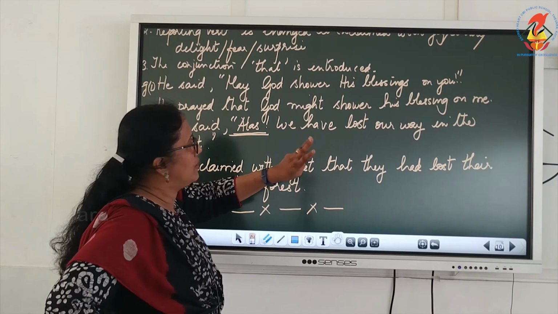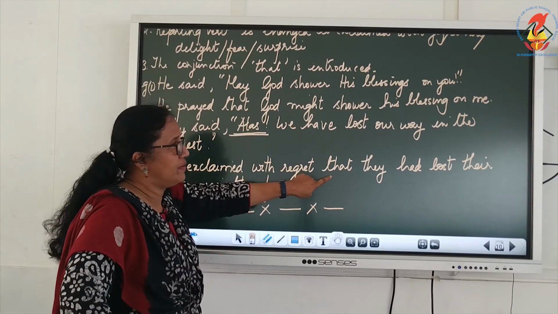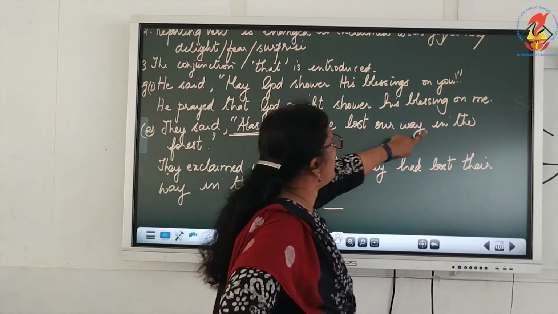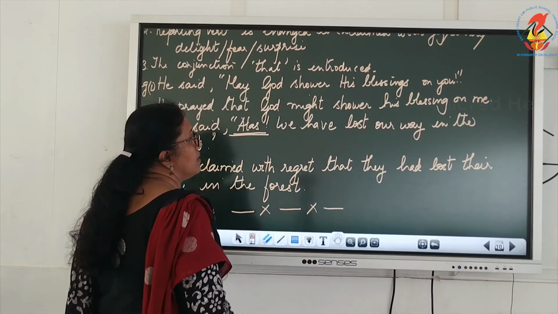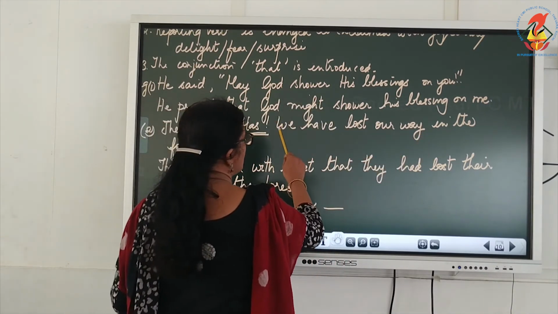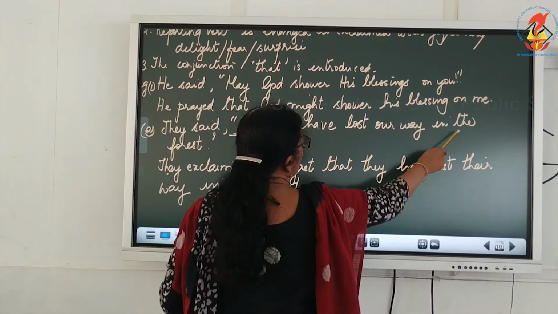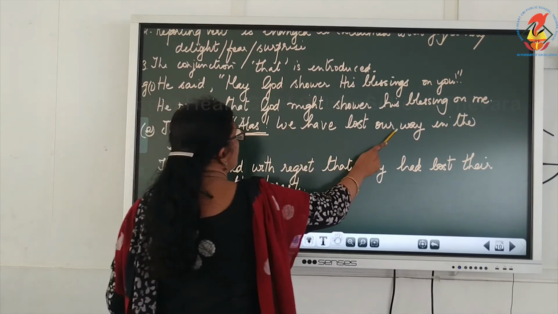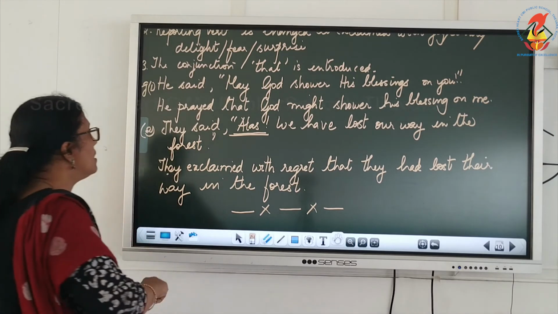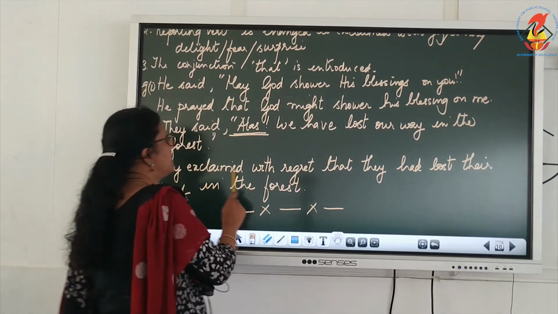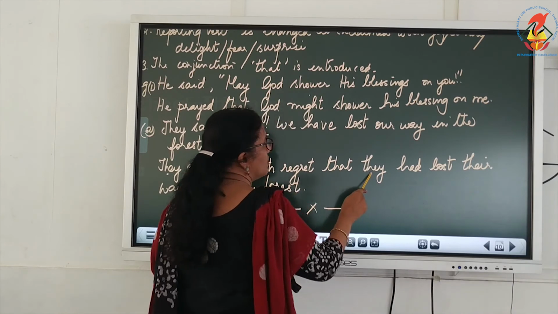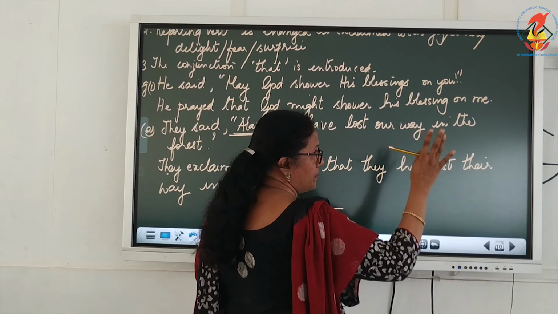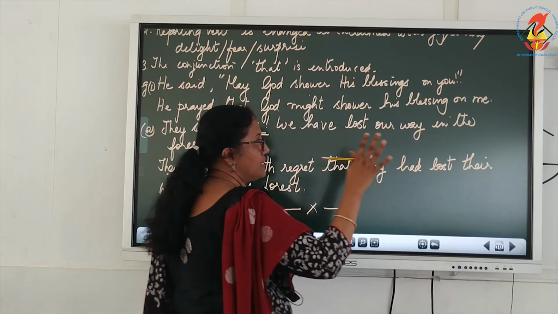Third step is you remove the punctuation marks and you replace it by the conjunction that. We have lost our way in the forest. Now here all the pronouns undergo change. Here the pronouns we and our, now this we and our is relating to whom? To the subject given there. So they exclaimed with regret that, who is that? They. So pronouns are interchanged. Now fifth one is tenses.